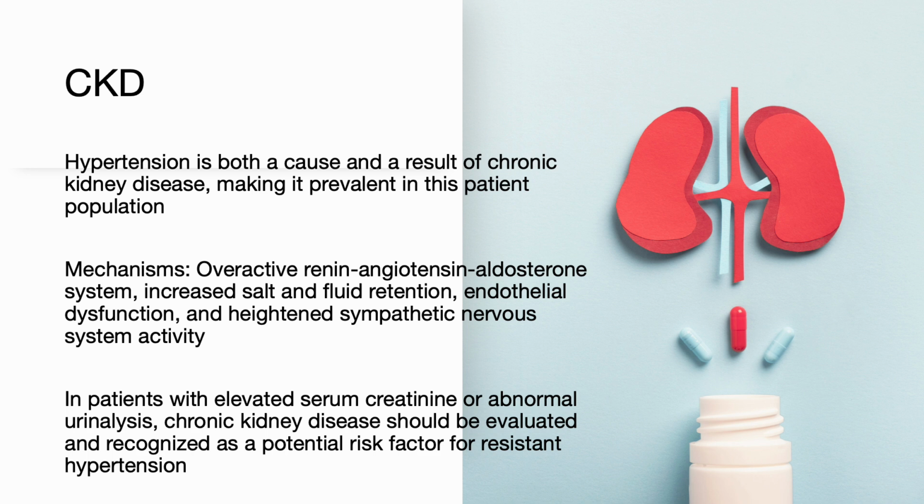Hypertension is both a cause and a result of chronic kidney disease, making it prevalent in this patient population. The mechanisms proposed for hypertension in kidney disease include an overactive renin-angiotensin-aldosterone system, increased salt and fluid retention, endothelial dysfunction, and heightened sympathetic nervous system activity. In patients with elevated serum creatinine or abnormal urinalysis, CKD should be evaluated and recognized as a potential risk factor for resistant hypertension.